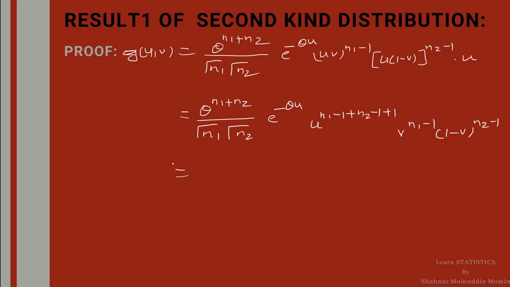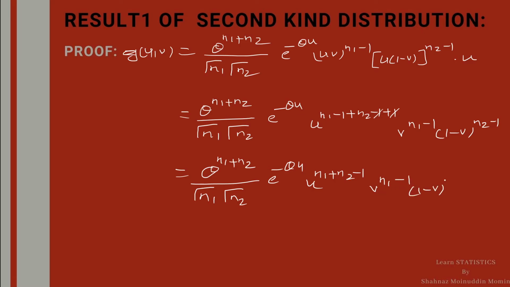So it is theta raised to n1 plus n2 divided by gamma n1 gamma n2 e raised to minus theta u, u raised to this minus 1 plus 1 get cancelled, n1 plus n2 minus 1, v raised to n1 minus 1 and 1 minus v raised to n2 minus 1.